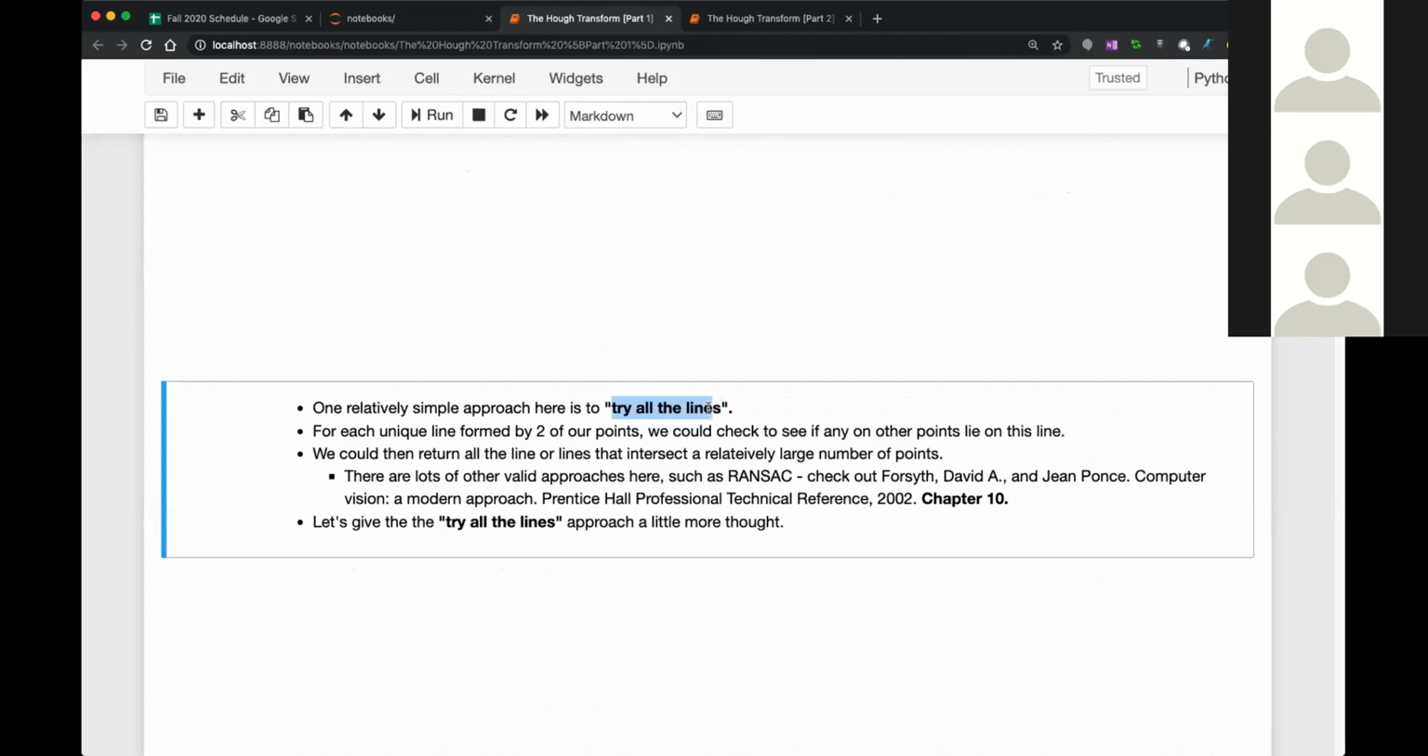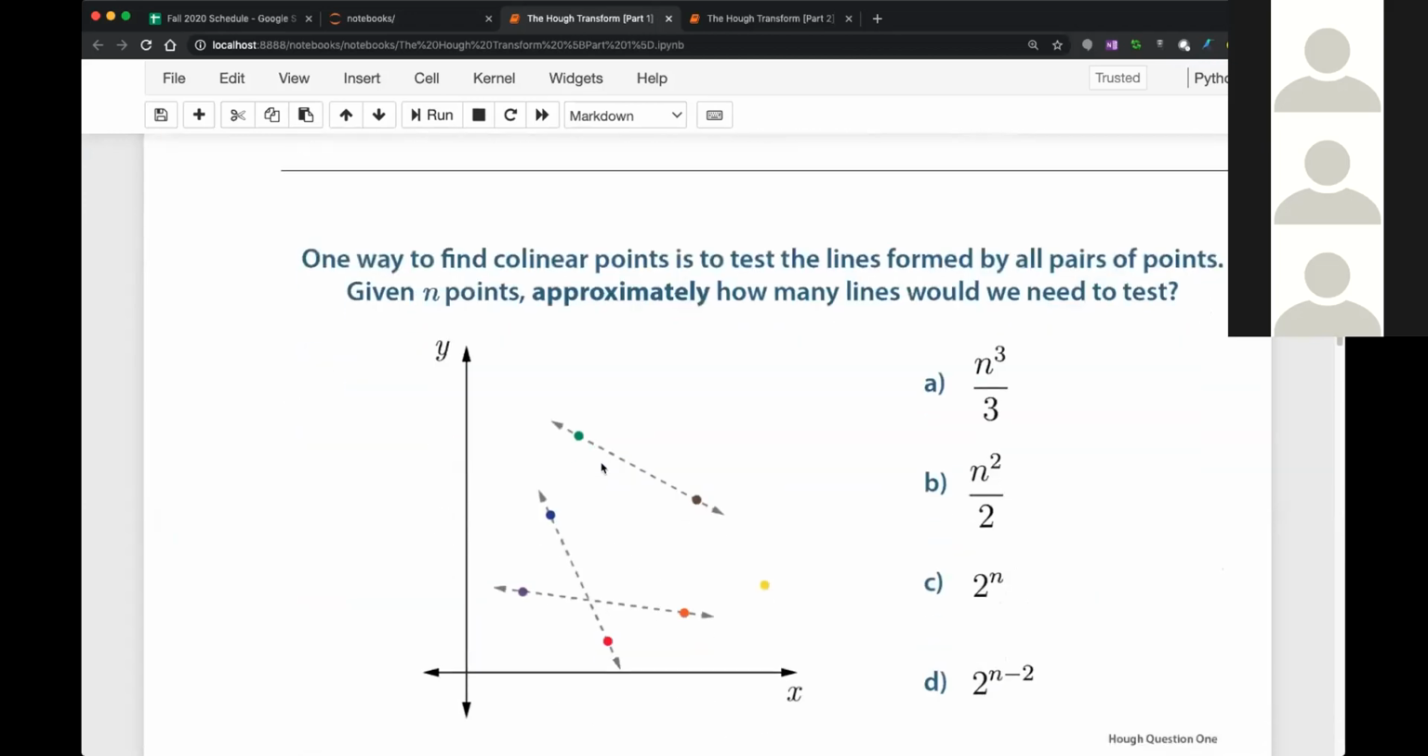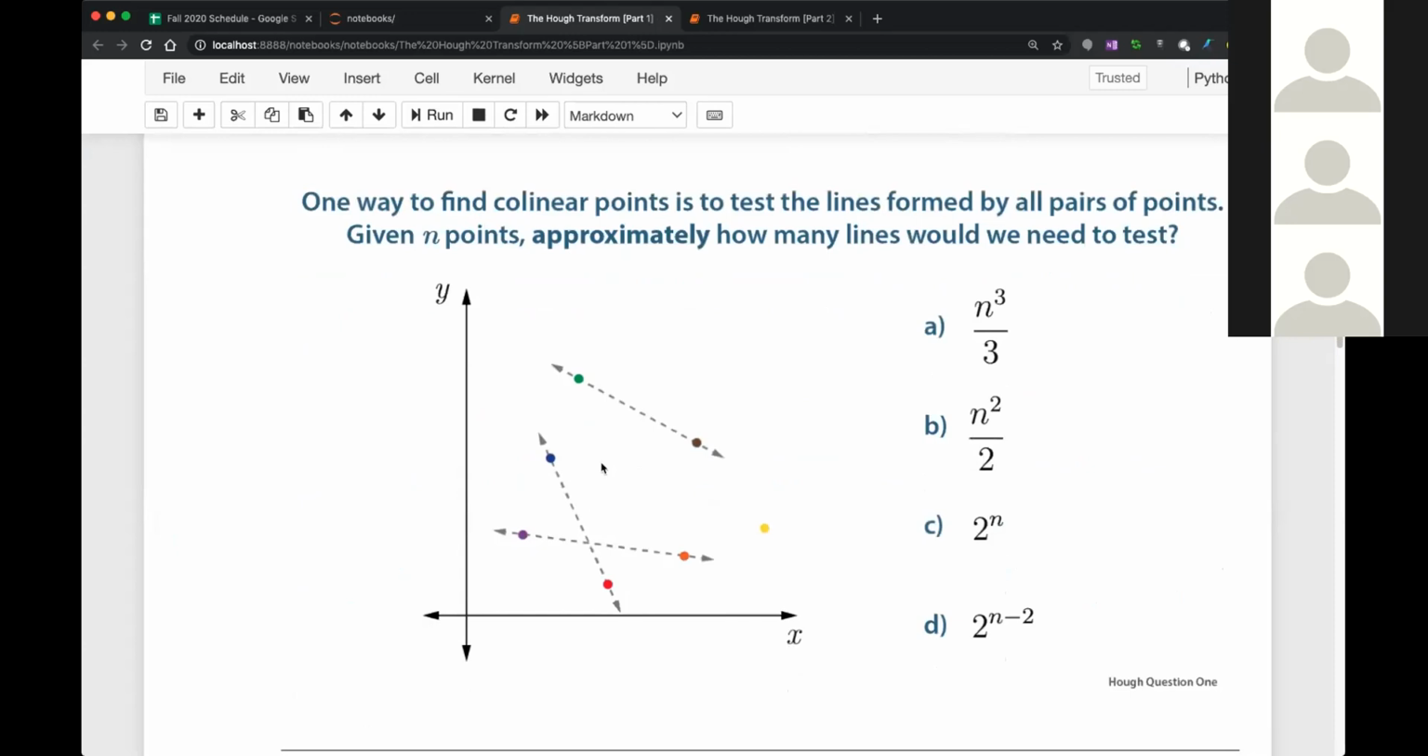If I was Paul Hough and the year was 1960 or whatever, and I was trying to solve this problem, I might try that first, right? And maybe he did. We don't know exactly, but maybe he did. So let's spend a little bit of time thinking about that approach of trying all the lines.